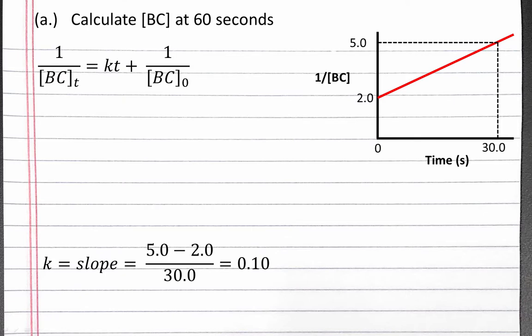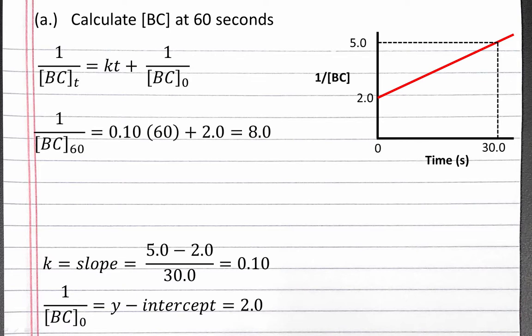From the graph, we know that our rate constant K is equal to the slope, which is rise over run, or 5 subtract 2 divided by 30 seconds, and it's equal to 0.1. To find 1 divided by our initial concentration, it's equal to the y-intercept, which is just 2.